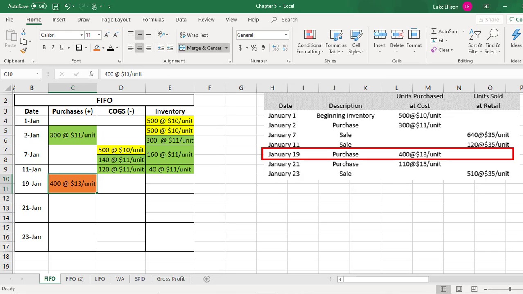Moving on to the inventory column, on January 11th we had 40 units at $11 each, the green units. And since there were no sales, those units are still in inventory, so we copy them down for January 19th. Additionally, 400 units were purchased at $13 per unit, and since purchases are plus, we add them to our inventory column.